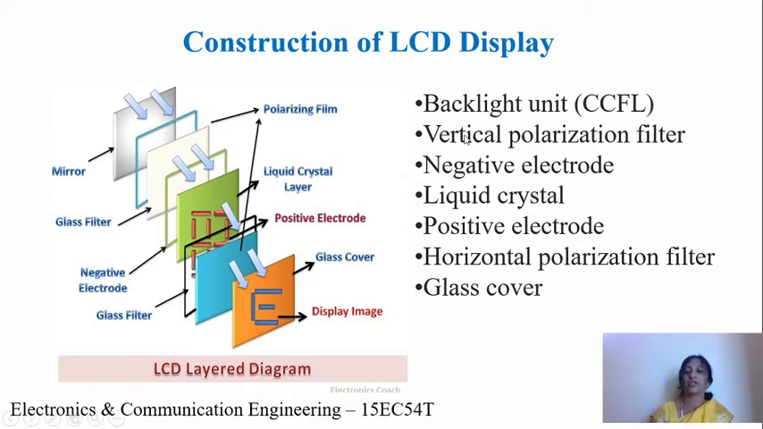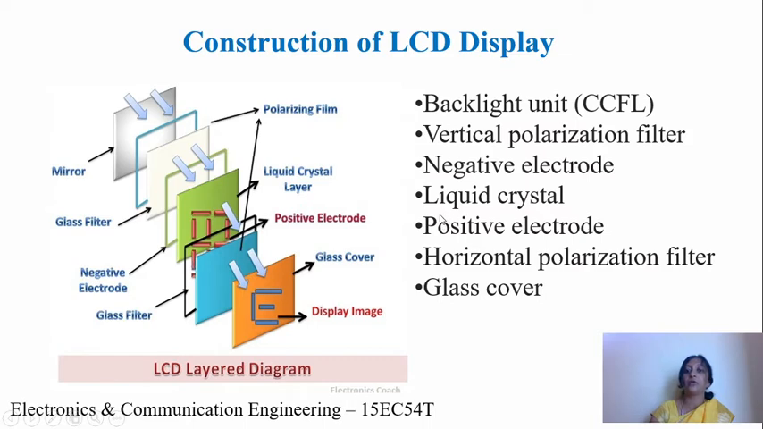If you see the construction, we're going to have a backlight unit, that is CCFL, a cold cathode fluorescent lamp, which is used here, and two polarization filters are used, a vertical polarization filter and a horizontal polarization filter. This is shown here, a polarizing filter or polarizing film. Next we're going to use two electrodes, that is a negative electrode and a positive electrode.